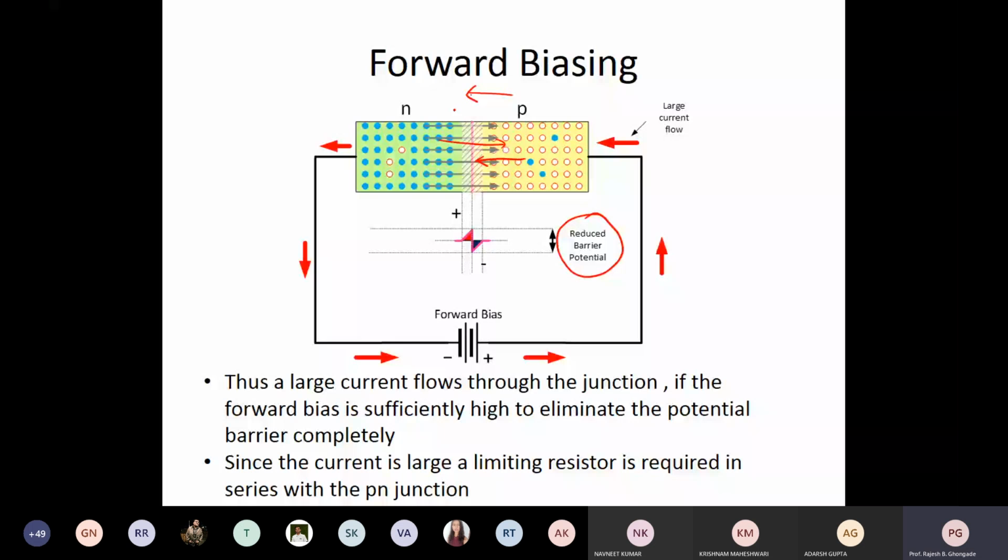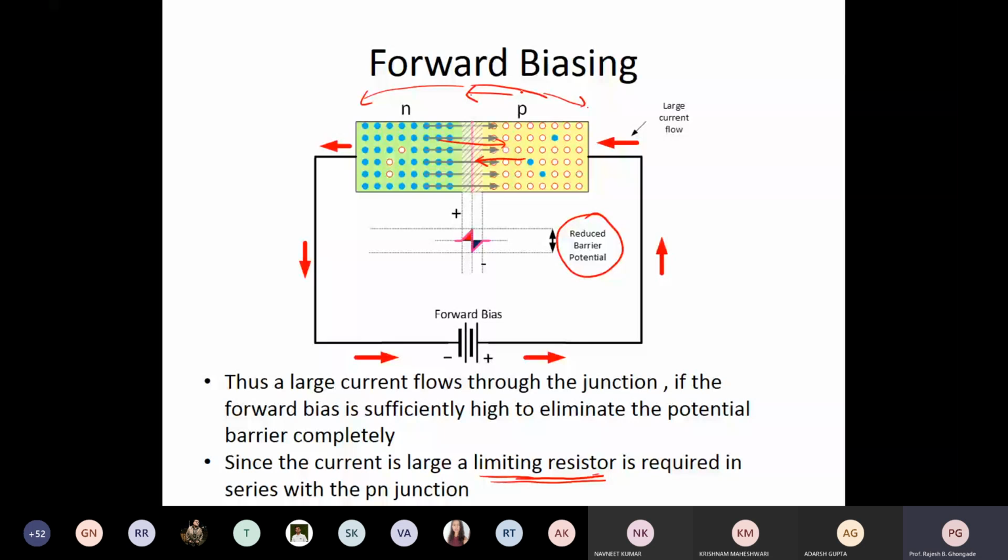Now, since this is a very large current, please remember that in the actual working, we require a limiting resistor in series with the PN junction. Otherwise, this current will be very, very large. It is as good as you are actually connecting some kind of a short circuit here. Okay, so very large current may flow in this particular direction.